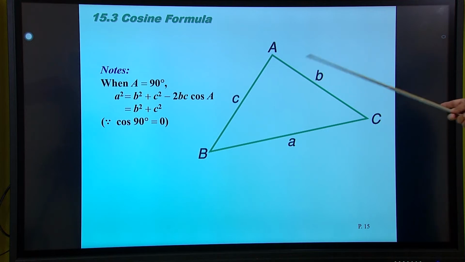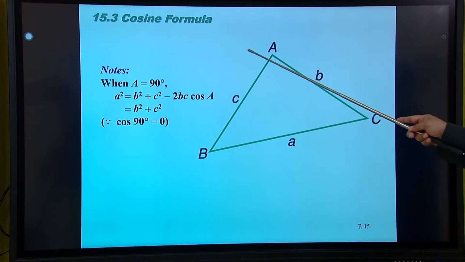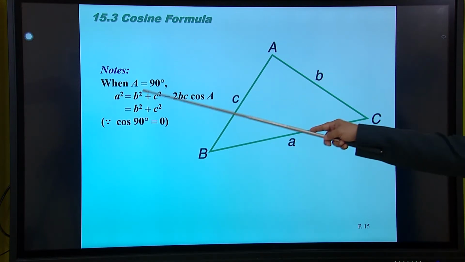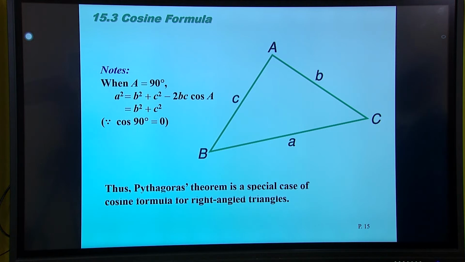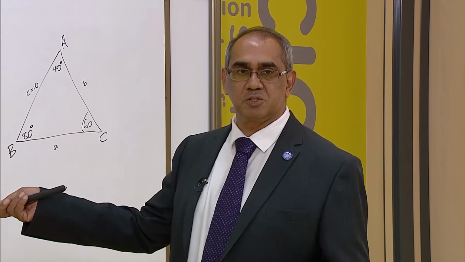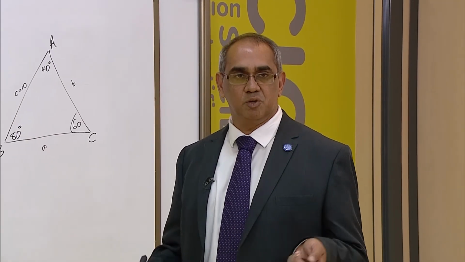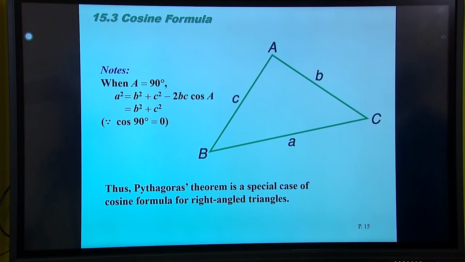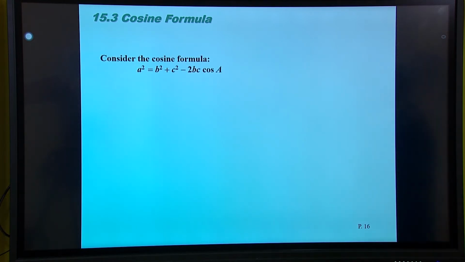A is 90 degrees. If A is 90 degrees, see what happens. Cos of 90 is 0, so that term goes away. So if A is 90 degrees, the equation comes down to a squared equals b squared plus c squared, which is what? Pythagoras. So a special case comes out from the cosine rule. So from the cosine rule, I can show that a right-angled triangle obeys Pythagoras' formula. That's kind of very neat, I think. Okay, that's for mathematicians that get excited with these things.